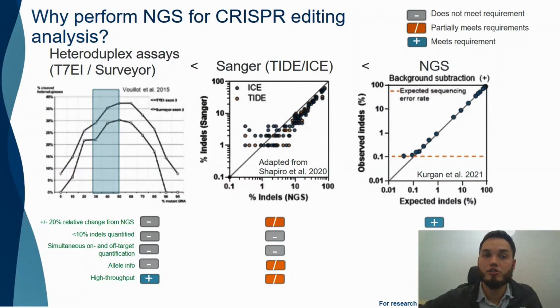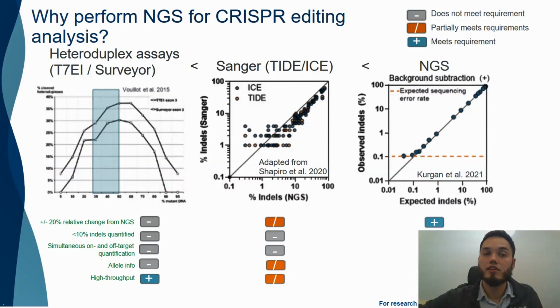Sanger traces can also be used to approximate editing efficiency and the allelic distribution at a site using tools such as TIDE or ICE. Here we can see a graphic we adapted from Shapiro et al. that quantified the difference in editing efficiency using NGS represented on the x-axis or Sanger methods on the y-axis for a number of sites. Although we can see here that Sanger deconvolution methods generally correlate well with NGS results, they consistently underrepresent the editing efficiency of a population of cells.